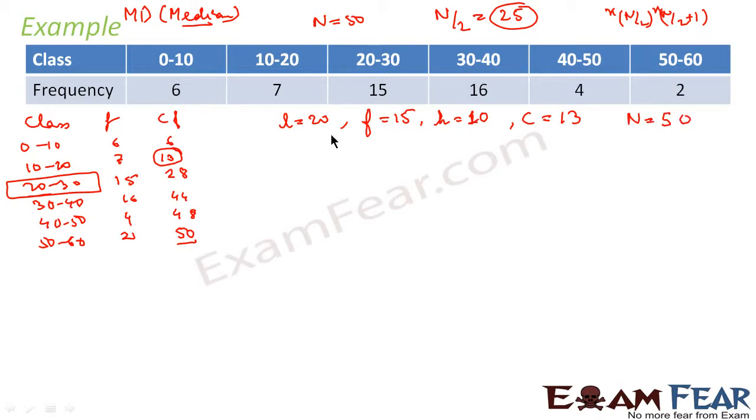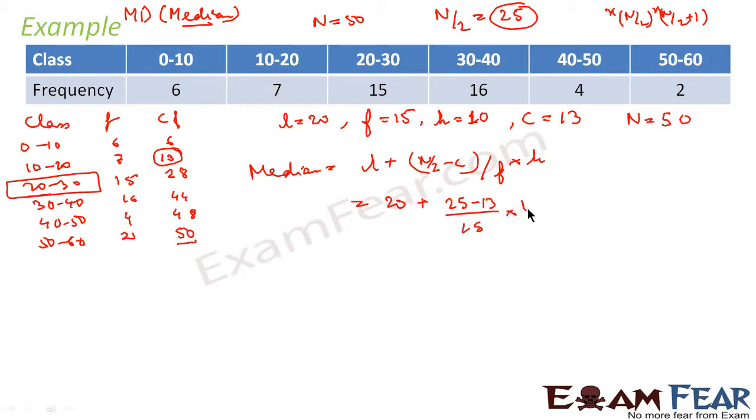So we have all the values. We have L, F, H, which are values for the class in which the median lies. We have the value of C, the cumulative frequency of the preceding class, and then we have N. Putting these values, the median is L plus (N by 2 minus C) by F into H. L is 20, N by 2 is 25, C is 30, F is 15 and H is 10, correct?